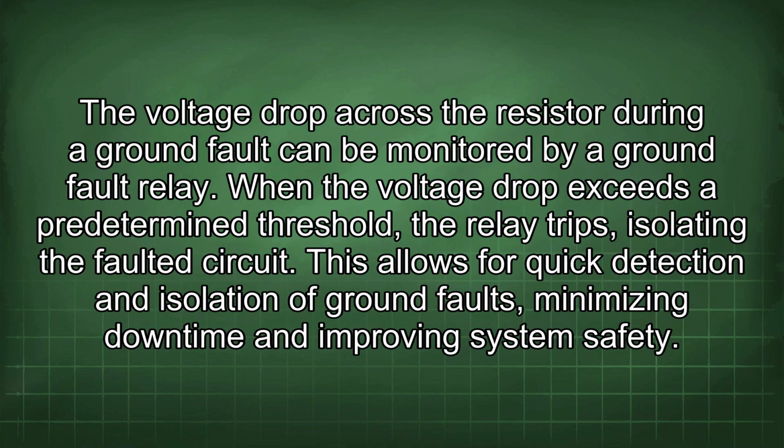The voltage drop across the resistor during a ground fault can be monitored by a ground fault relay. When the voltage drop exceeds a predetermined threshold, the relay trips, isolating the faulted circuit. This allows for quick detection and isolation of ground faults, minimizing downtime and improving system safety.